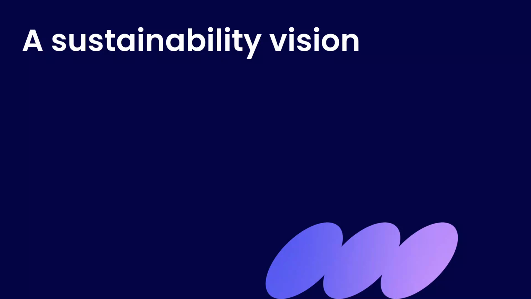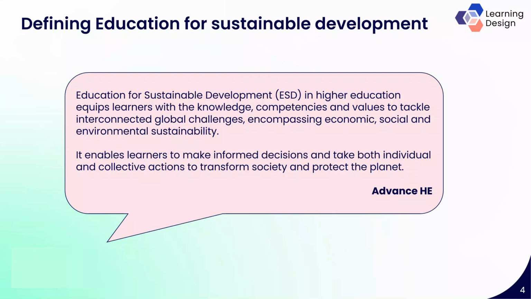Let's start today by providing a quick vision of how sustainability connects with higher education. The project work we will be exploring is working towards the goal of integrating education for sustainable development into the Open University and higher education environment more generally. One definition of education for sustainable development, as shared by Advance HE, is education for sustainable development in higher education, equipping learners with the knowledge, competencies and values to tackle interconnected global challenges encompassing economic, social and environmental sustainability.